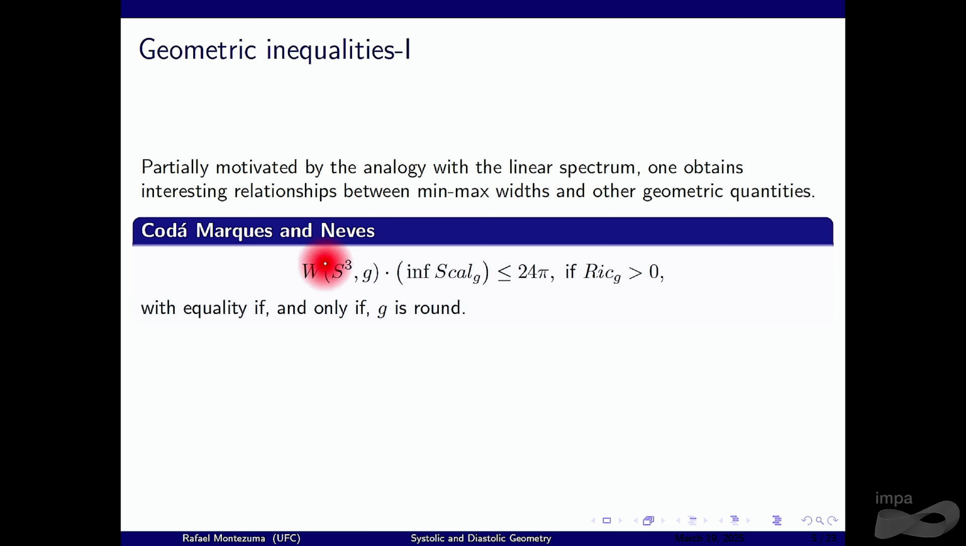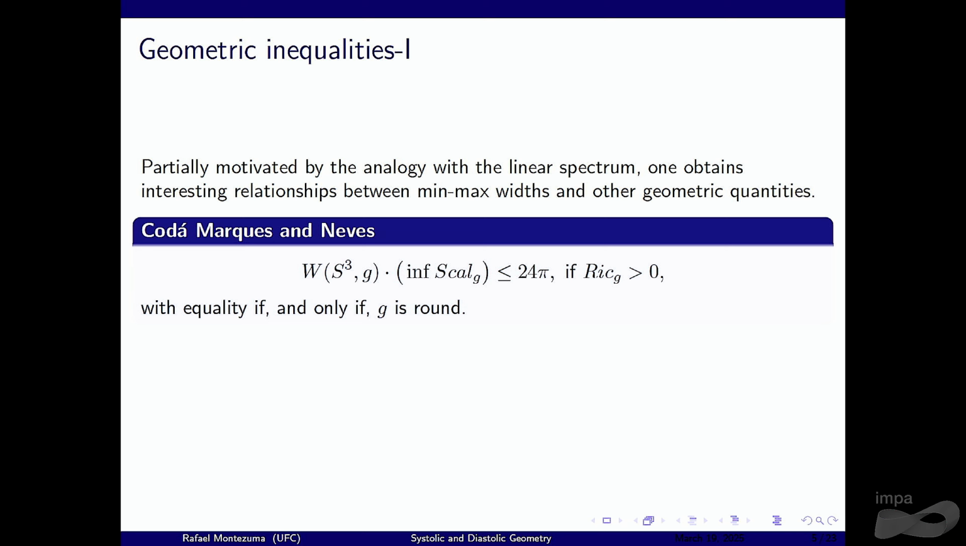So this capital W is the width in the class of when you do the Moss theory for the space of surfaces that are spheres. But if you have this restriction on the curvature, positive Ricci, then it coincides with the width that we were talking about before, the Green-Pitts width. So they proved that the width multiplied by the infimum of the scalar curvature of a metric in S3 is bounded by 24 pi, and this is an optimal inequality. The equality holds if and only if the metric is round, right?